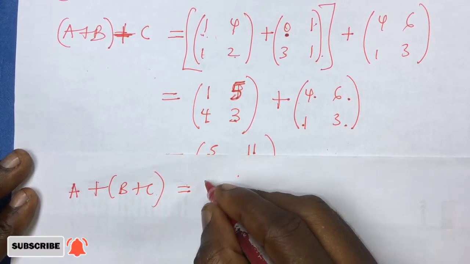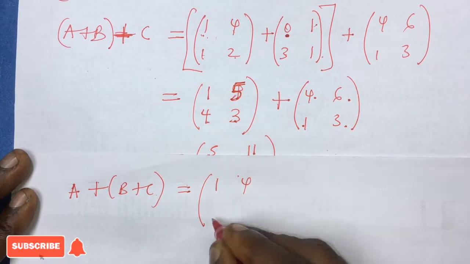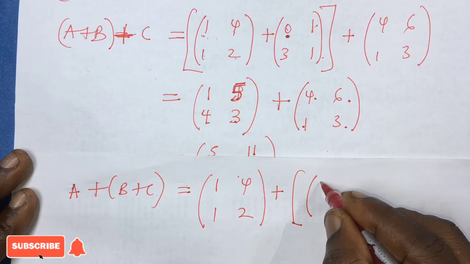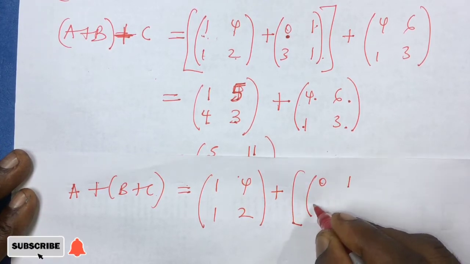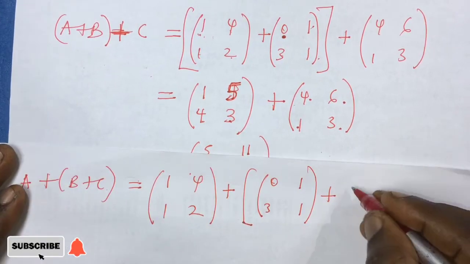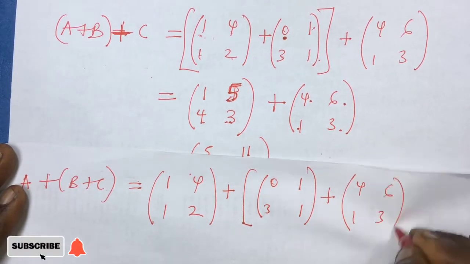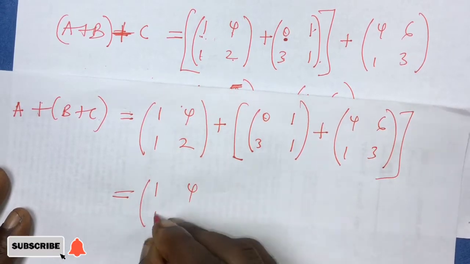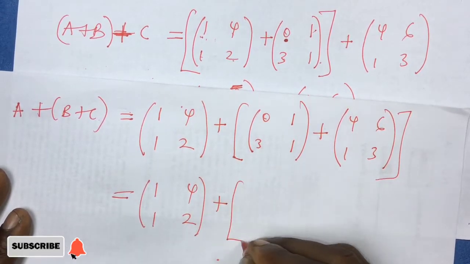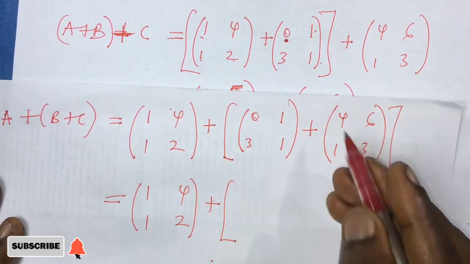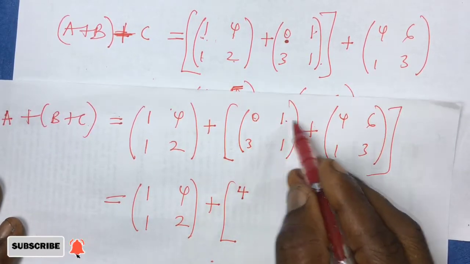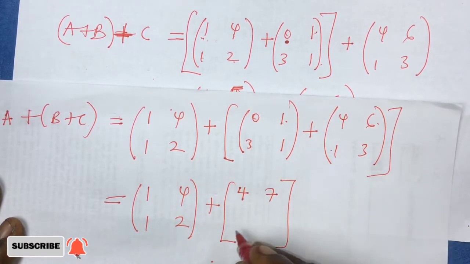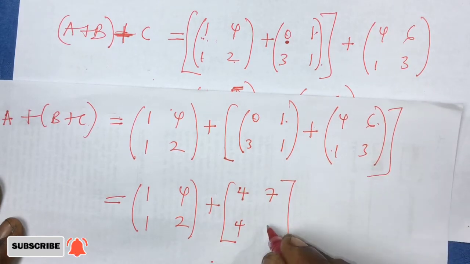So let's see, for the matrix A, we were given the matrix A to be 1, 4, 1, 2, plus in bracket the matrix B, which was given to us as 0, 1, 3, 1, plus the matrix C, which was given to us as 4, 6, 1, 3, close the bracket. Now let's add. I'm bringing 1, 4, 1, 2 here, plus I'm going to add this one now. 0 will add to 4, similar position. 1 will add to 6 to give 7. 3 would add to 1 to give 4, and 1 will add to 3 to give 4.